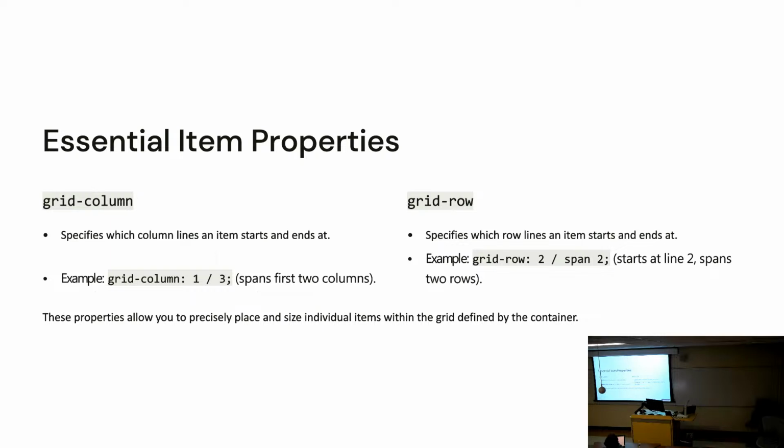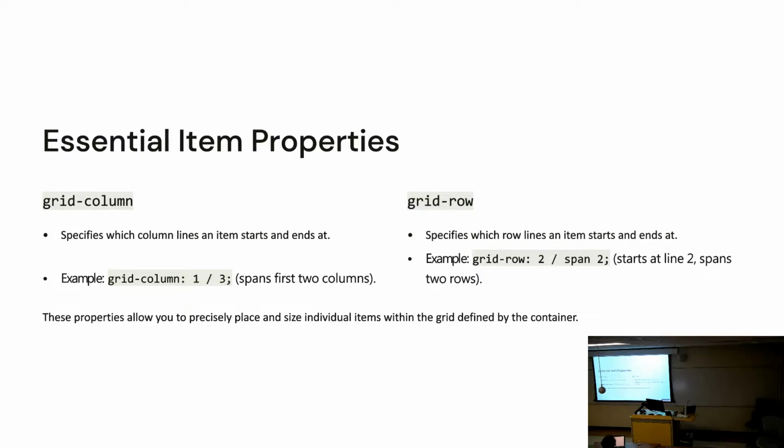Some item properties: grid column. We'll specify which column lines an item will start at. So that will be put on a specific child, like item A, what we just did. We define where that box will be located, and how far it will be spanned or stretched. Same with grid row as well. There is a shortcut. You can do grid and then type it all out, like 1/3/2/3, I'm pretty sure.